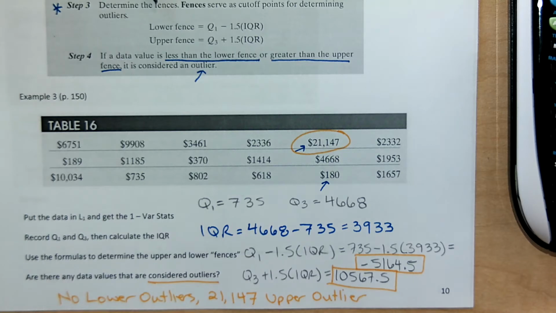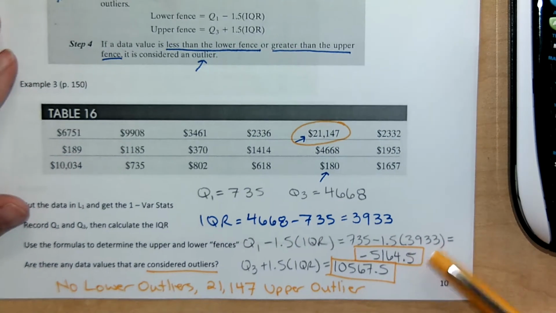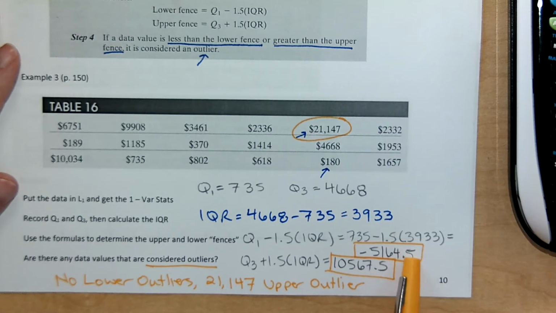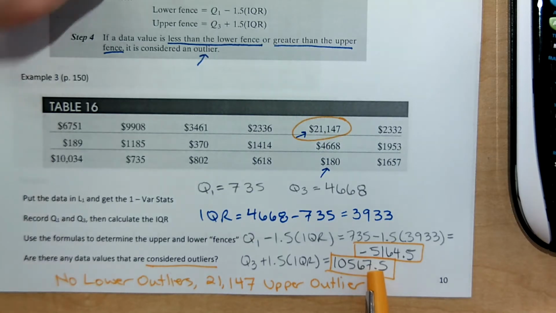So I know that's a little confusing right now. It'll make more sense when we put it on a graph. But you have the lower bound, and if anything's smaller than the lower bound, it's an outlier. And you have the upper bound or upper fence. Anything above the upper fence is an outlier.